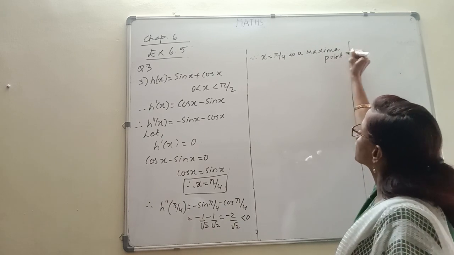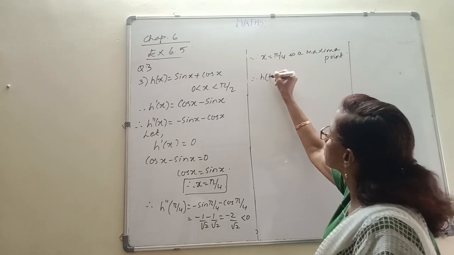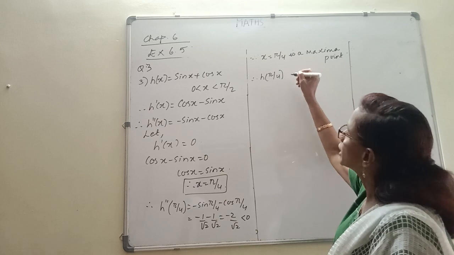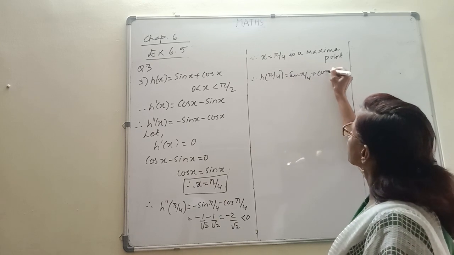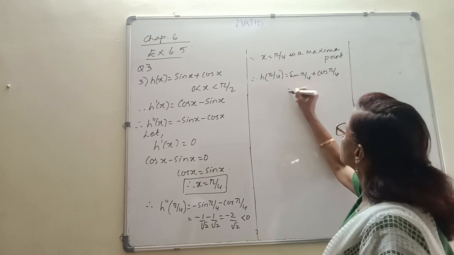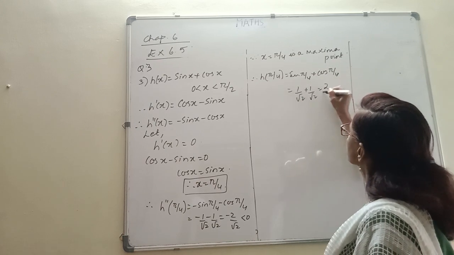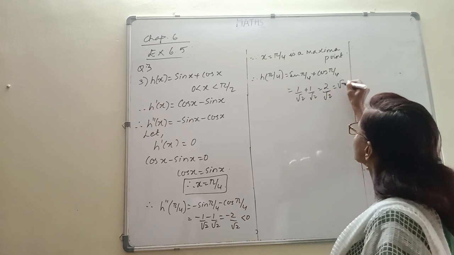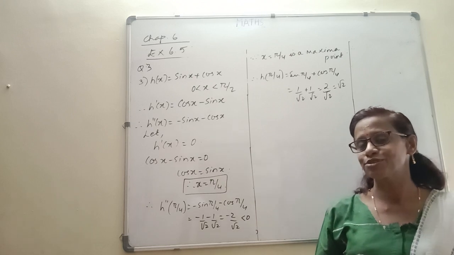Or a point of maxima, and therefore the maximum value, that is h at pi by 4, is going to be sin pi by 4 plus cos pi by 4, which is 1 over root 2 plus 1 over root 2, which is 2 over root 2, and finally root 2. So that is our maximum value. That's how they ask us to do this problem.